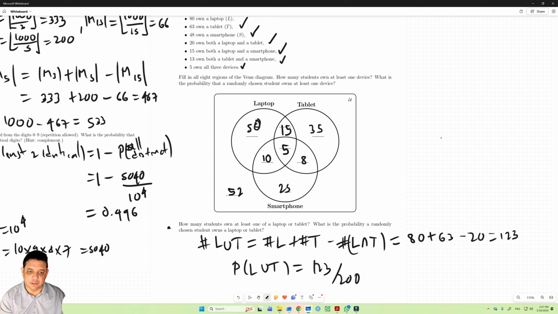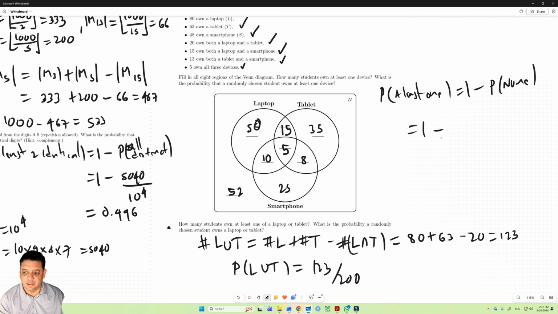But this is just this question. Now, if we want to get at least one device, the probability of at least 1 is 1 minus the probability of none. But this is just 1 minus 52 out of 200, since we have 52 outside that don't have anything. So this is going to be 148 out of 200. Okay.